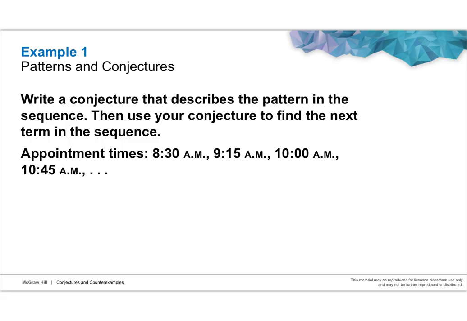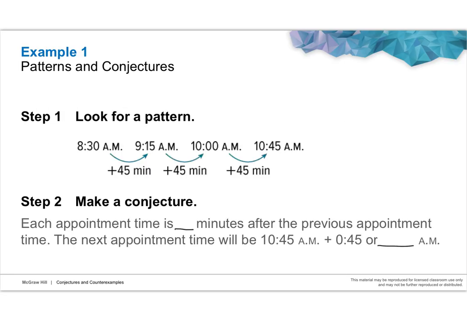So in example one, we're asked to write a conjecture that describes the pattern in this sequence, and then use that conjecture to find the next term in the sequence. So we're going to look for a pattern in the times, which are 8:30 a.m., 9:15 a.m., 10 a.m., and 10:45 a.m. And of course, we can see where the arrows are drawn that we're adding an additional 45 minutes each time we go to a new timestamp.